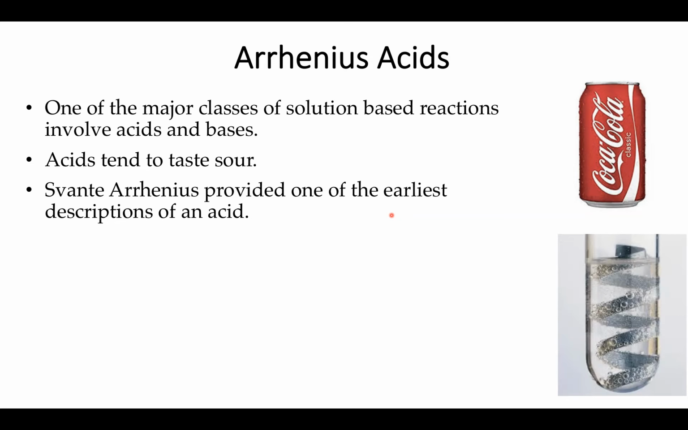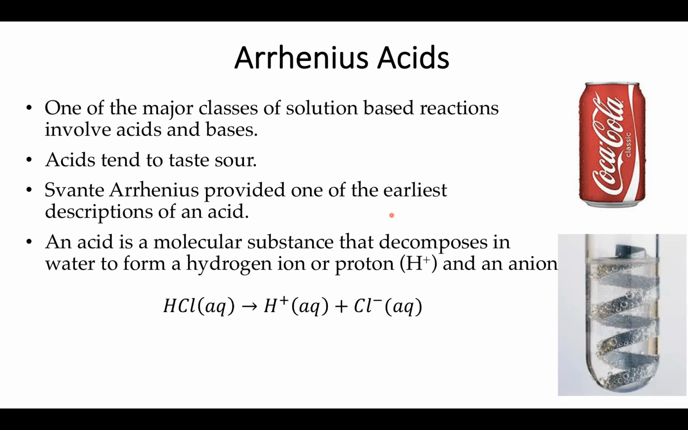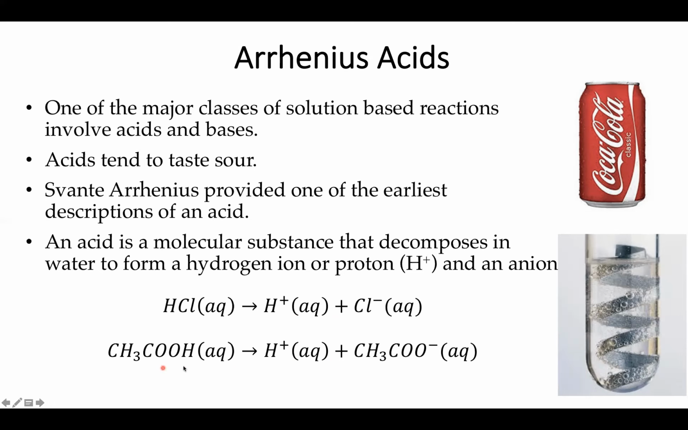However, one of the things he's more well known for is that he also provided a definition of what an acid is. An acid is something that, when you place it in water, will produce a hydrogen ion, also known as a proton, and an anion. That's really what it is. And so you have things like hydrochloric acid, which produces a proton and chloride. You have acetic acid, which produces a proton and acetate. Again, we've seen this earlier in the semester.